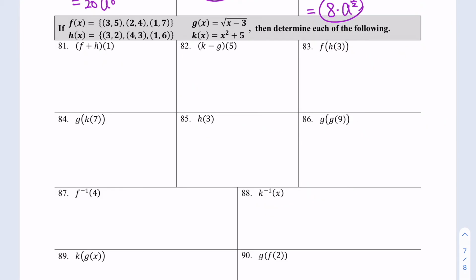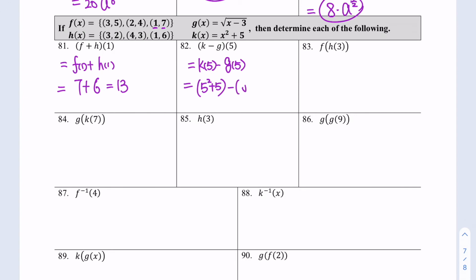Number 81 to number 90 is compound functions. (f plus h)(1) equals f of 1 plus h of 1. So f of 1, when x equals 1, y equals 7. h of 1 equals 6, so the total is 13. (k minus g)(5) equals k of 5 minus g of 5. So k of 5, plug in, 5 squared plus 5, minus g of 5, the square root of 5 minus 3. So it's 30 minus radical 2.